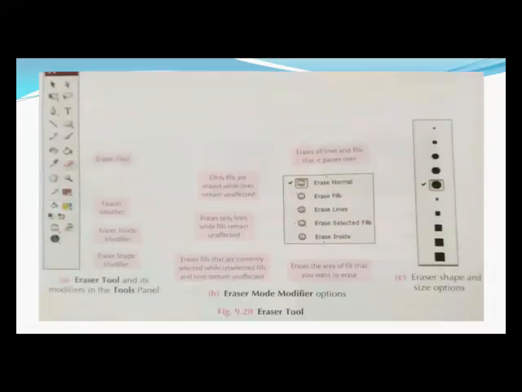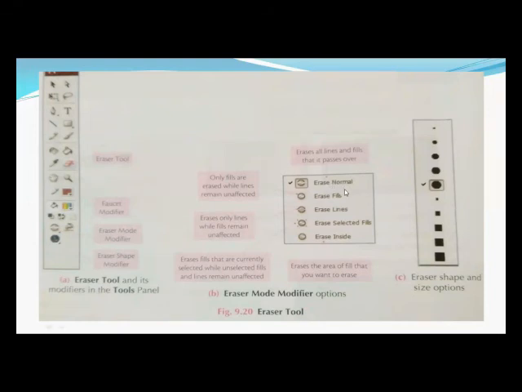Now this is the eraser modifier option. This is the eraser tool available here, and this is the eraser tool and its modifiers in the tool panel: faucet modifier, eraser modifier, eraser shape modifier. The faucet modifier is used when you want to delete a fill or the outline, and the eraser modifier is used if you want to delete by dragging.